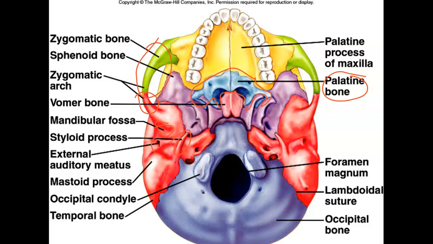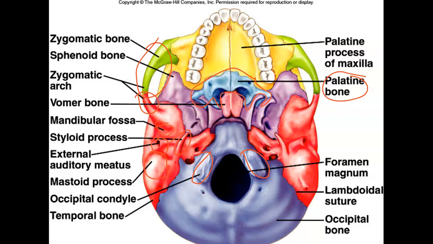The external acoustic meatus or auditory meatus, same thing, depending on what book or text you're using. That mastoid process, which is the more rounded projection. The occipital condyle, and so that's going to be a condyle that's found on the occipital bone. And then, of course, the temporal bone is the red there, all that bright red.